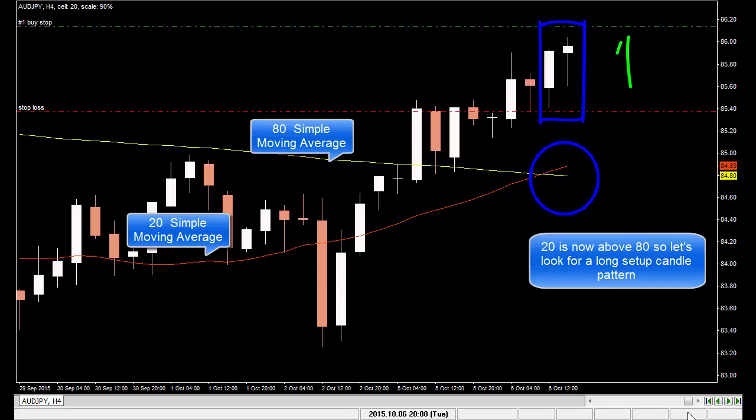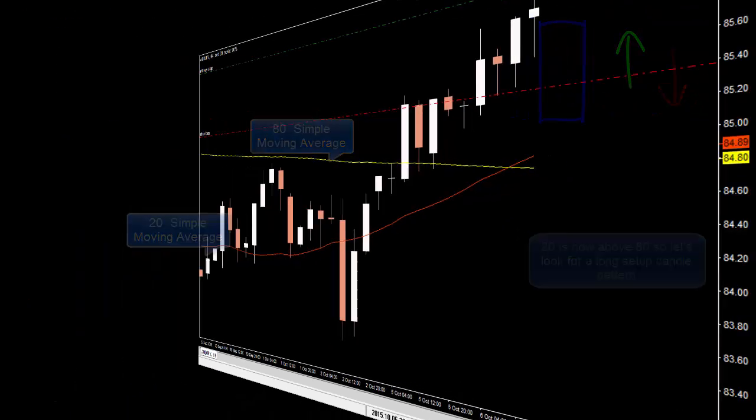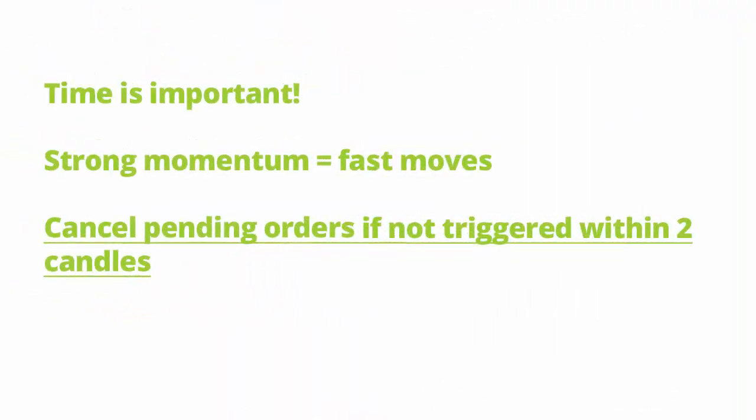Next, I place a buy stop order at 20 pips above the high of the second bullish candle. My stop is 10 pips below the low of the first bullish candle. One important element of momentum is time. A move with strong momentum will tend to not hang around too long. On the other hand, a move with weak momentum will take longer to unfold or even not at all.